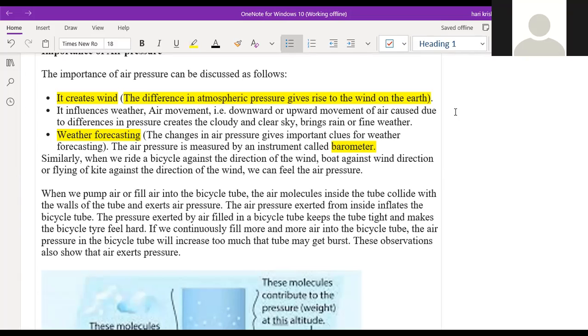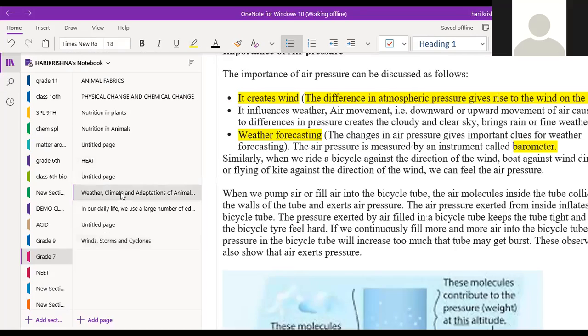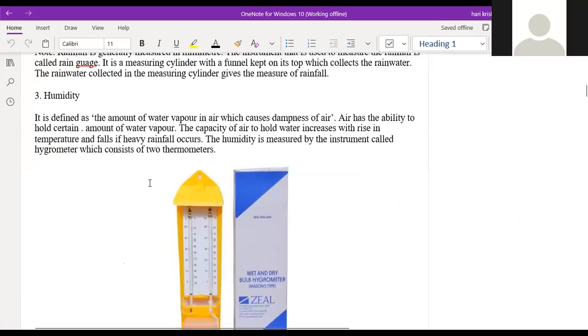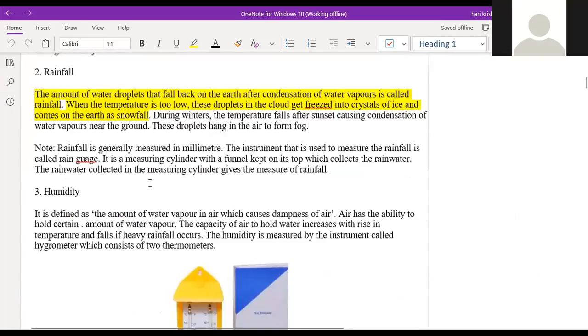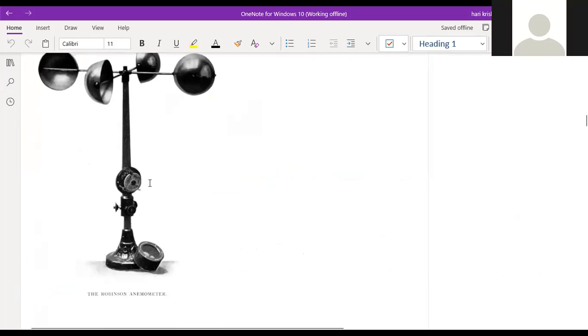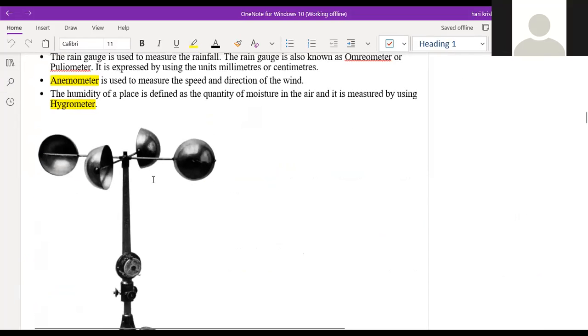Anemometer helps in finding the speed of the winds. You have seen the anemometer in the last class, right? Yes, sir. So this is the anemometer. Anemometer helps in the calculation of the direction and the speed of the winds. But the barometer helps in measuring the air pressure.